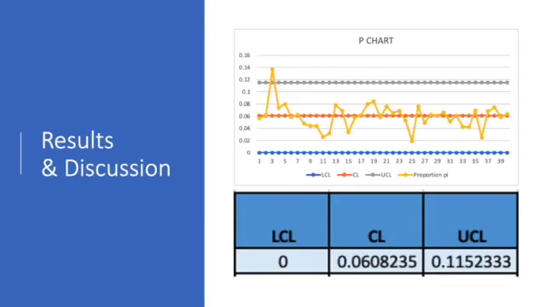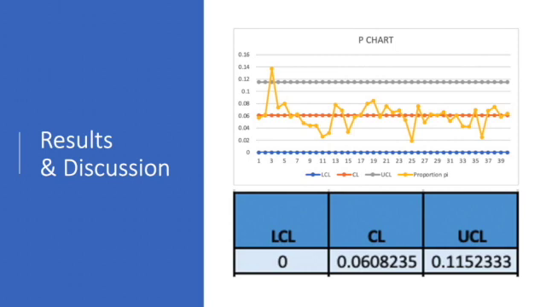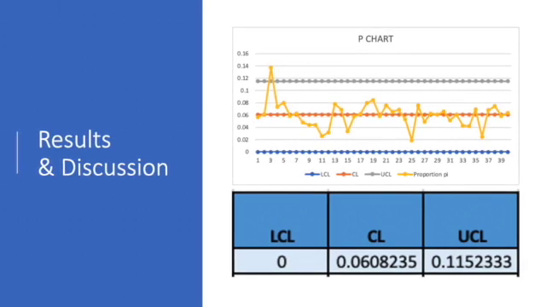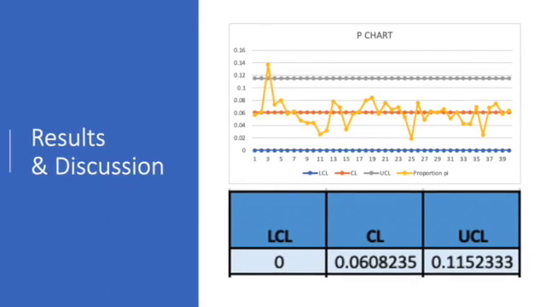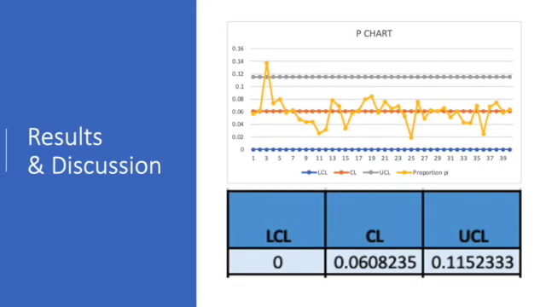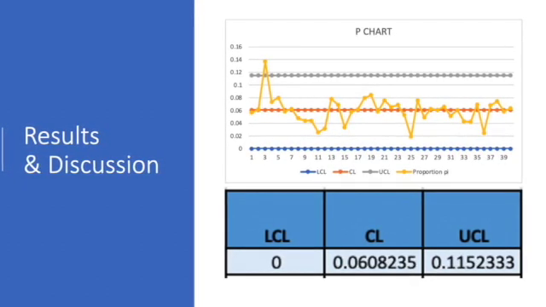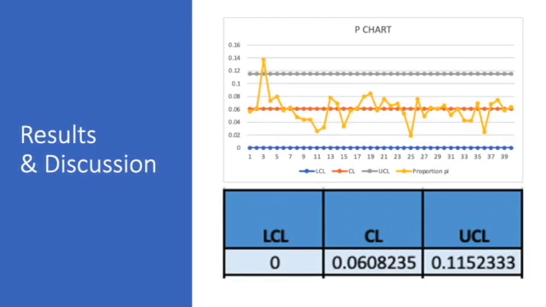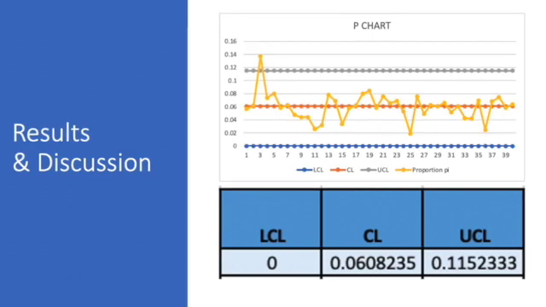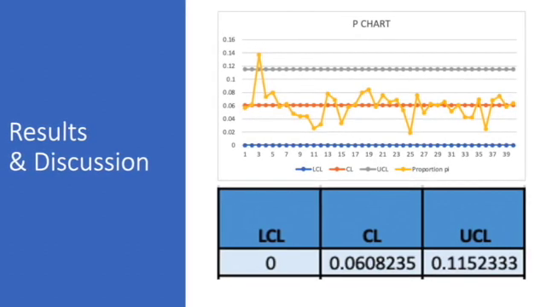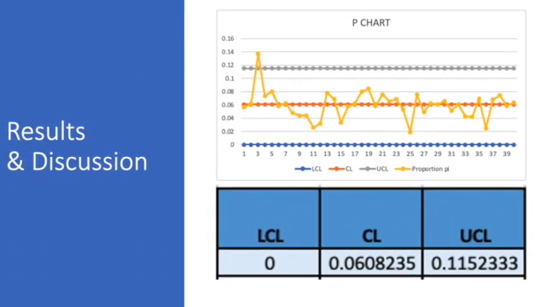The control limits that we obtained were: for the lower control limit, we have 0, the central line is 0.06, and the upper control limit is 0.11. In the P graph, we can see that according to the calculations we obtained, the process is within control, with the exception of one point that exceeds the percentage of defectives allowed.